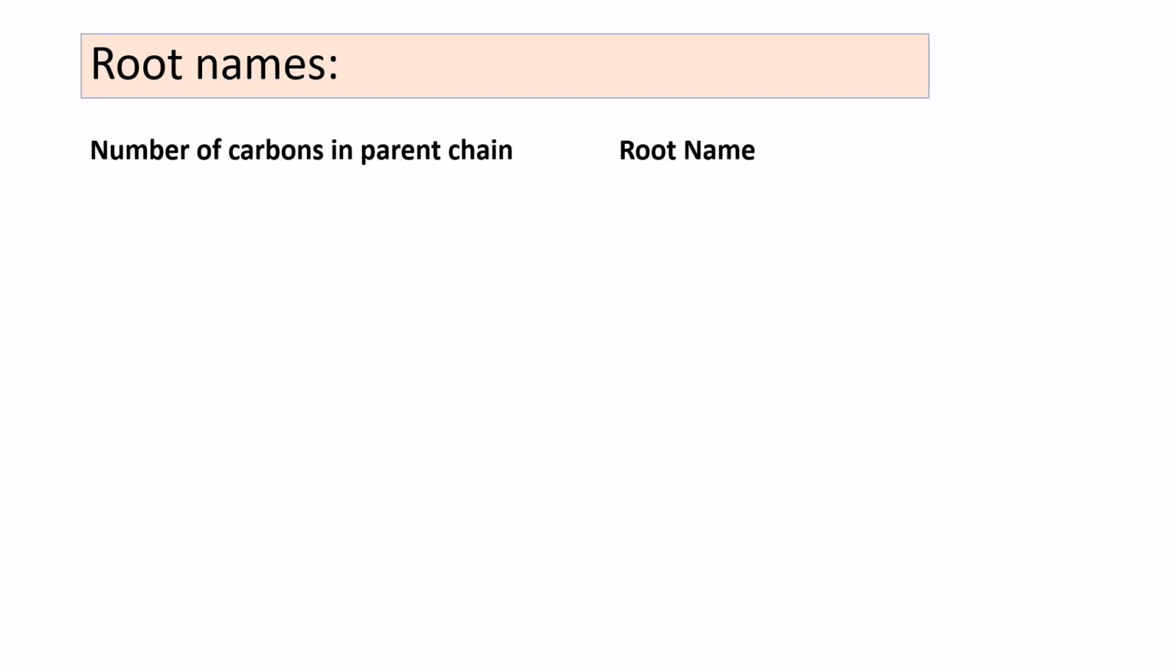Now we will see different root names based on the number of carbons present in the longest chain. If the longest chain contains one carbon atom, then the root name is meth. If the longest chain contains two carbon atoms, then the root name is eth. If the longest chain contains three carbon atoms, then the root name is prop. If the longest chain contains four carbon atoms, then the root name is but. If the longest chain contains 5 carbon atoms, then the root name is pent.